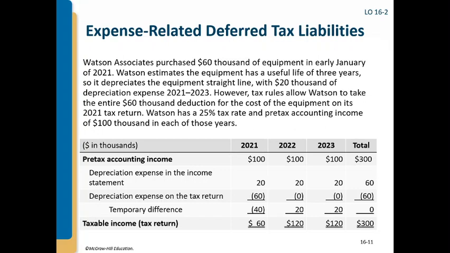And in year 2 and 3, you see that the depreciation expense for financial accounting purposes catches up, so that at the end of the third period, 2023, your temporary difference has caught up and is now 0.